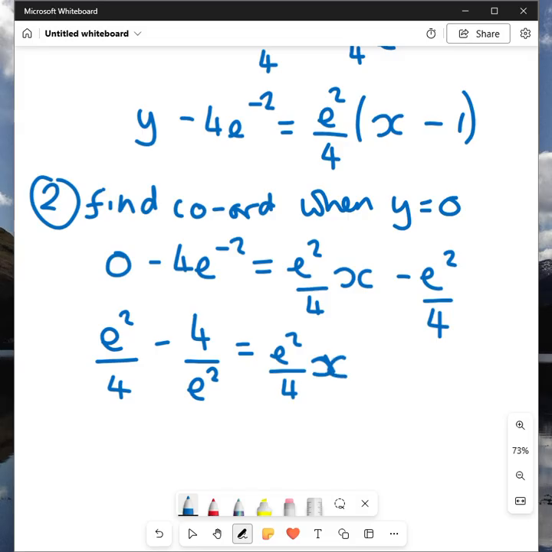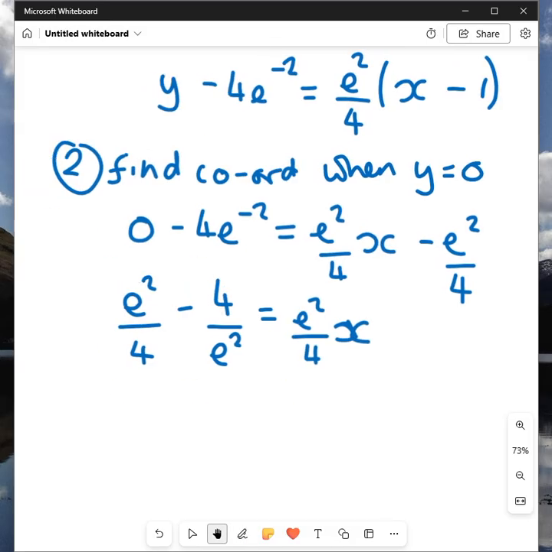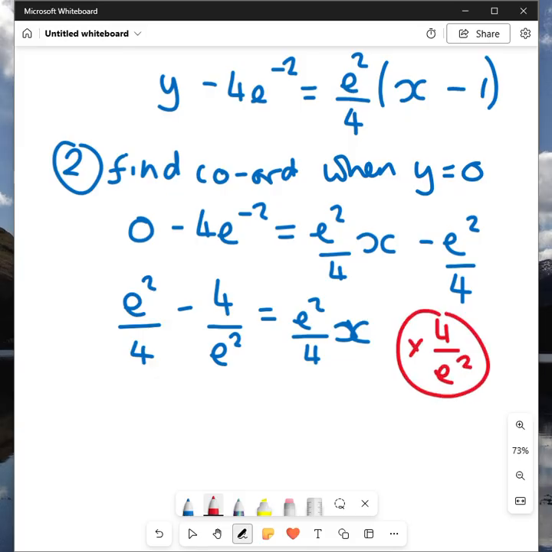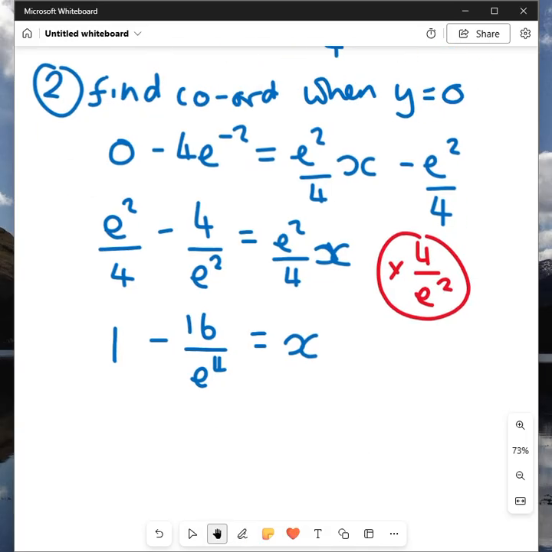So I've got that. And then I need to multiply everything now by 4 over e squared. So when I do that, e squared over 4 times 4 over e squared, that's just going to get me 1. And then minus 4 times 4 gets me minus 16. And then e squared times e squared is e to the 4. And then that will just become x. So now I know my x coordinate when y is 0 on that line.